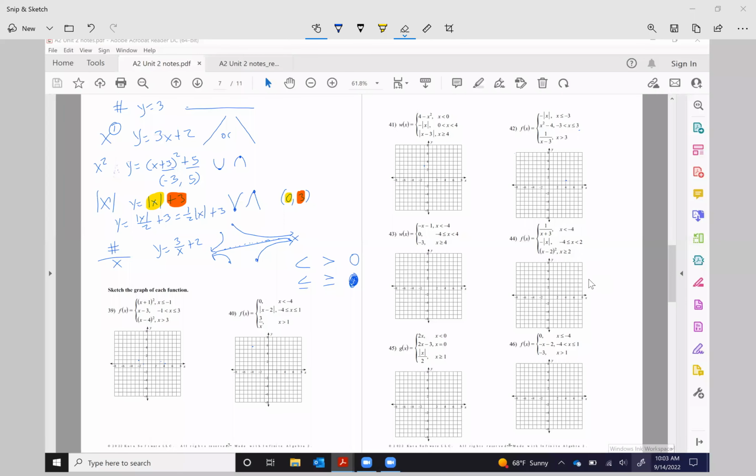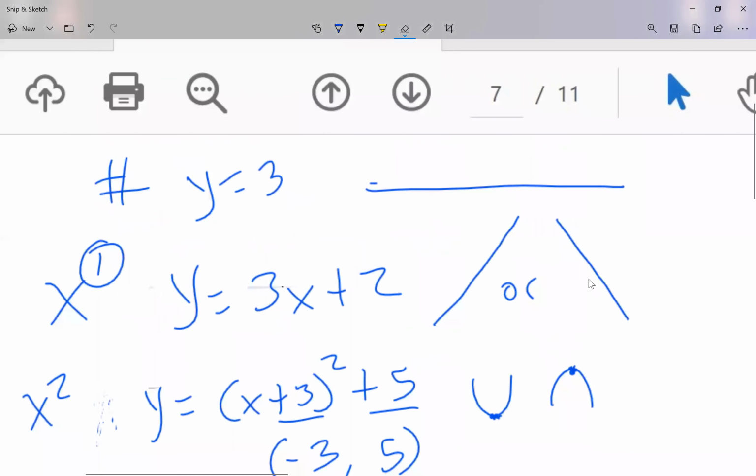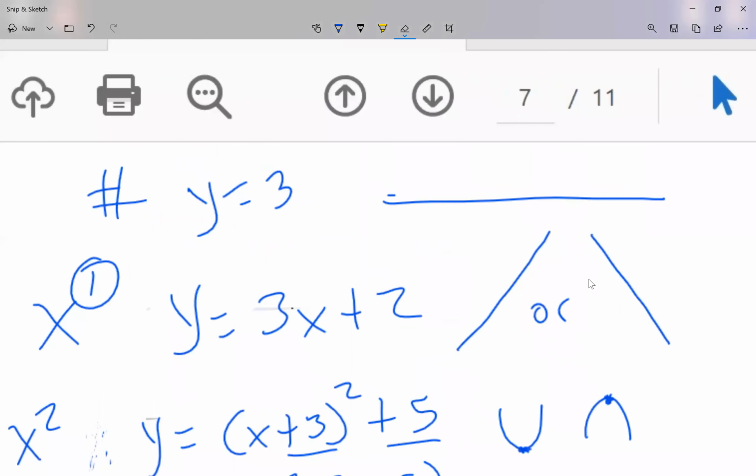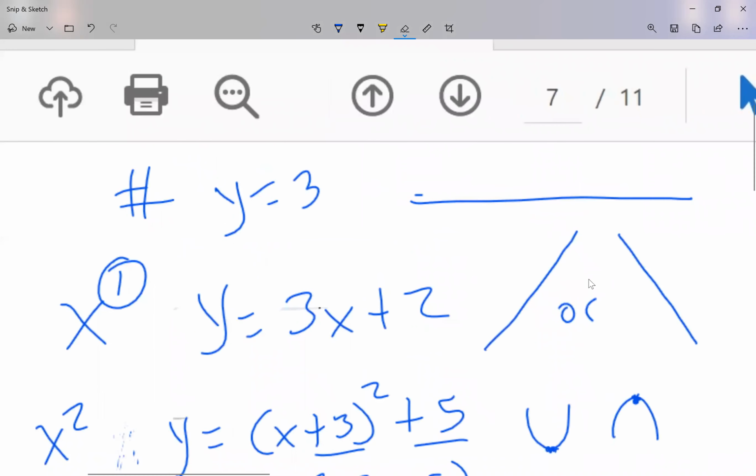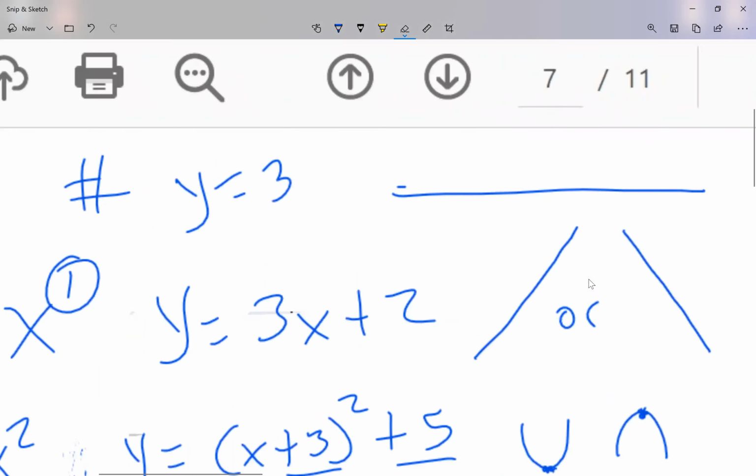Okay, more piecewise functions for today. We're going to be looking at questions 43 to 46. A couple of things I want to emphasize here. We saw this yesterday, well, our last lecture. When I'm dealing with a number, as an example, y equals 3, I get a horizontal line.